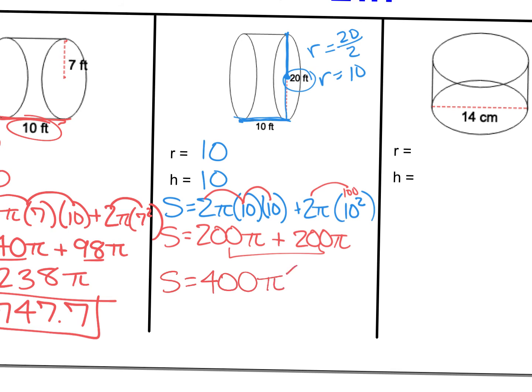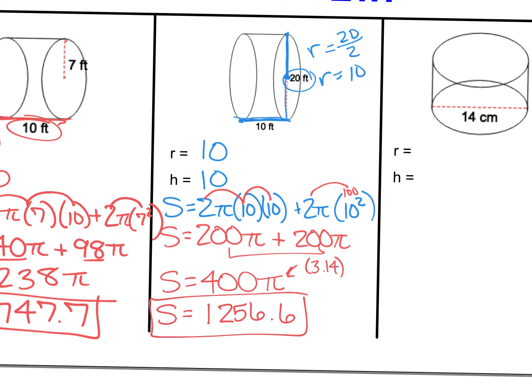And again, you can plug in either using the pi button or 3.14. You're going to multiply 400 times 3.14 or pi, and you're going to get 1,256.6. Now keep in mind, your decimals may be super close, and that just has to do with the rounding. So that's why if we wait till the very end to multiply through by pi or 3.14, there's a better chance we'll have more accurate answers.